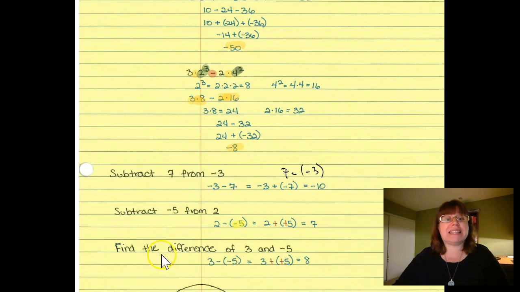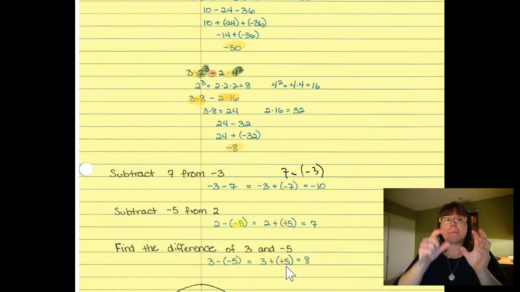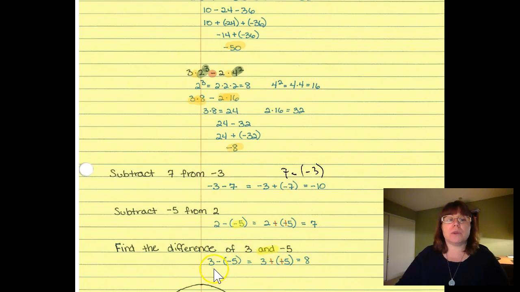Now if we want to find the difference of 3 and negative 5, it's not the 3 that's getting taken away from the negative 5, it's just 3 minus negative 5. It's not a from in this case, it's an and. So 3 minus a negative 5, again, change it into an addition problem, add the opposite. If you add the opposite of negative 5, it's positive 5, so 3 plus 5 is 8.